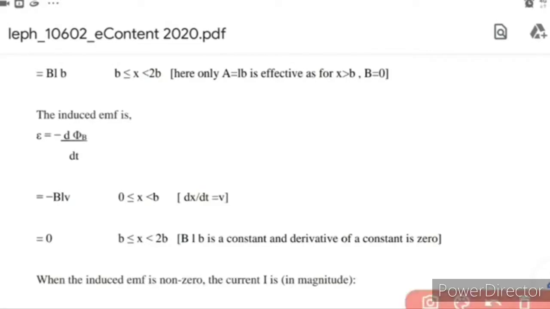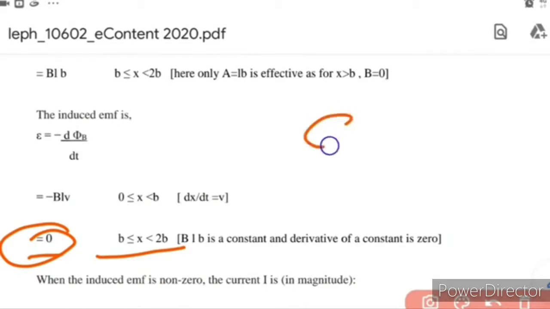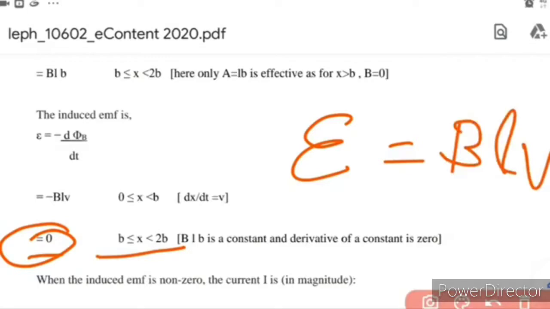So from the range B to 2B, the induced EMF is equal to 0. So this is for the motion from 0 to 2B. When we think about the backward motion, from 2B to B, we again have the induced EMF to be 0, and from B to 0 we get the opposite. That means it is moved in the backward direction, and we will get the expression for epsilon as BLV. It will be equal to BLV.